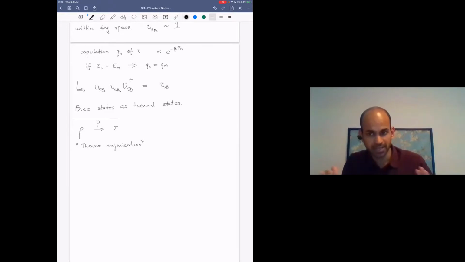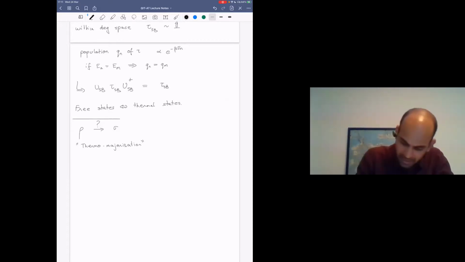If rho and sigma are non-diagonal in the energy eigenbasis, then we have questions on how to deal with the coherence. This is something that I will deal with altogether when I talk about clocks and the role of energetic coherence in quantum thermodynamics. But for now, we're dealing with diagonal states. So rho and sigma are both diagonal in the energy eigenbasis.